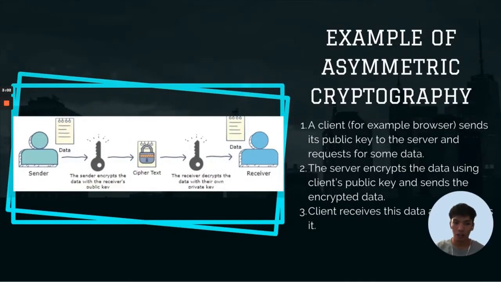The following illustration highlights how asymmetric cryptography works. For example, when a client sends its public key to the server and requests some data, the server encrypts the requested data using the client's public key and sends the cipher text, which is the encrypted data. When the client receives the encrypted data, it decrypts the data with its own private key. Since this is asymmetric, nobody else except the browser can decrypt the data, even if a third party has the public key of the browser. Both keys belong to the receiver.